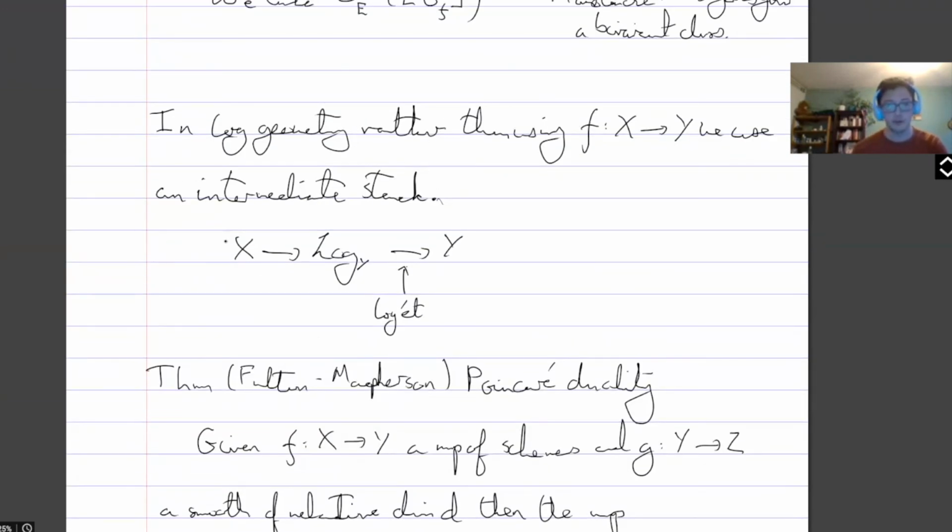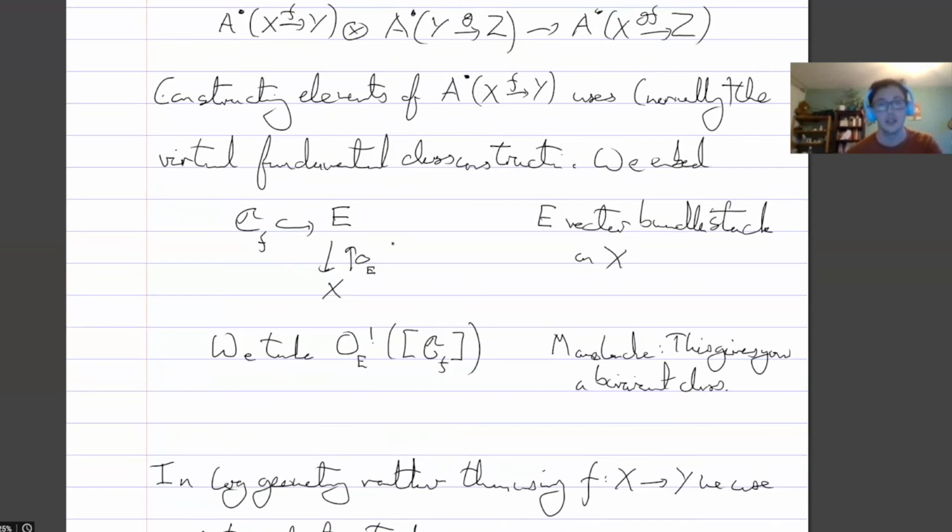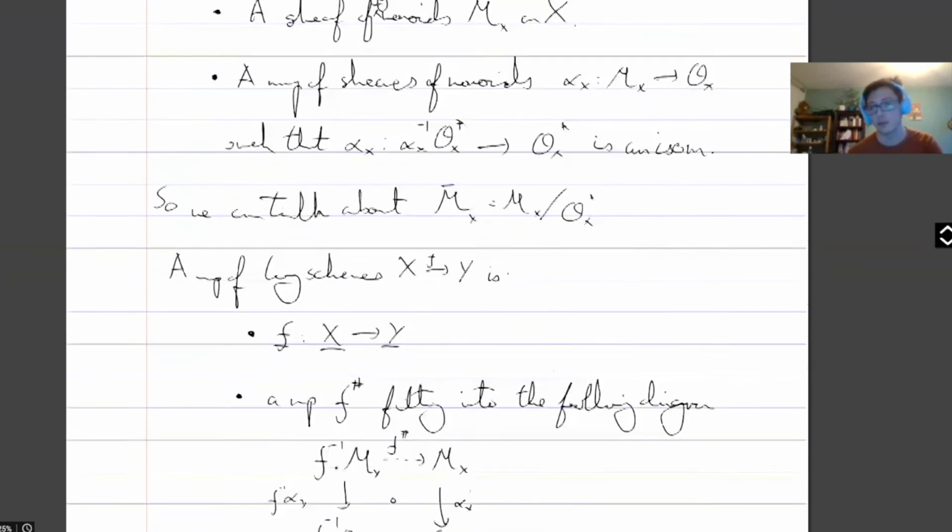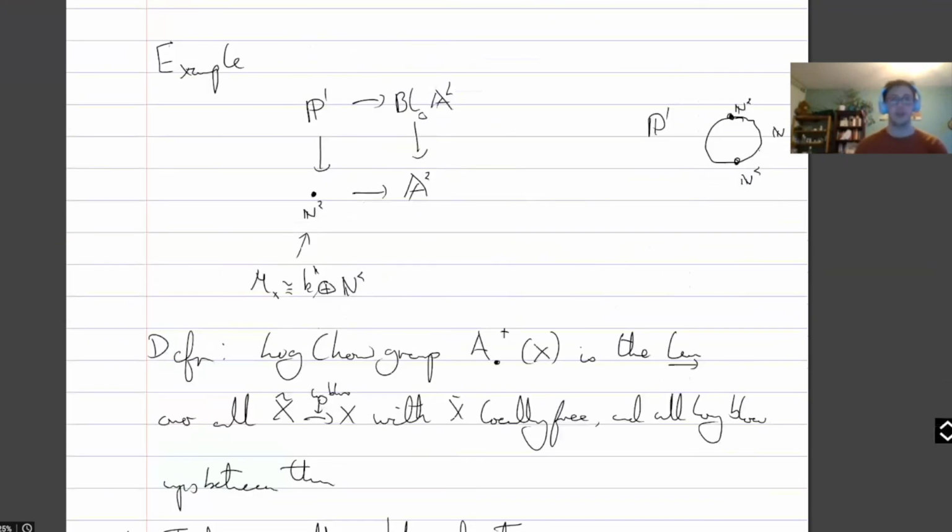And so the upshot is that, so long as you're happy to use these classes rather than necessarily elements actually in the Chow group, there is a sort of functorial, well-behaved way to pull back cycles from Y to X with all the properties that one could hope for. Okay.